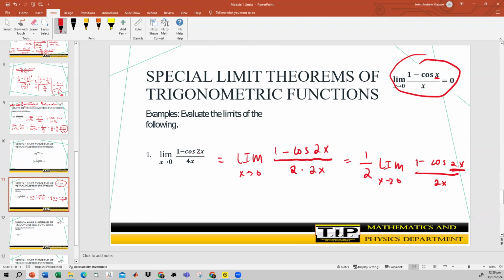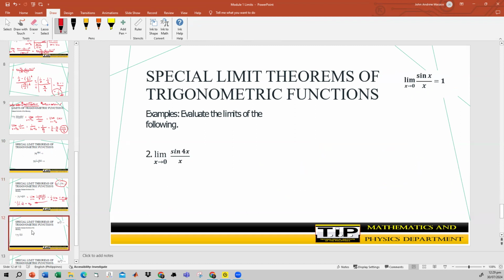So it means that this is just equal to what? That's equal to 1/2 times this whole thing, which is just equal to 0. So in that case, this will become 0. So the answer will be 0 using the second theorem.